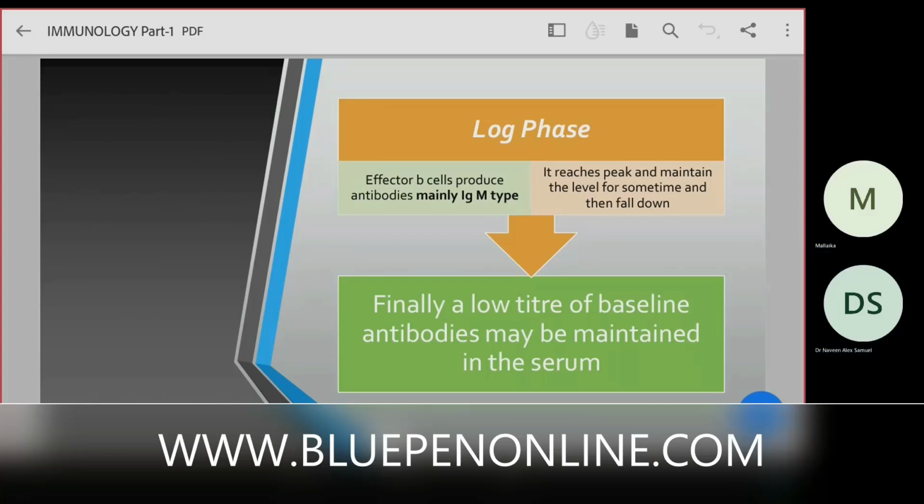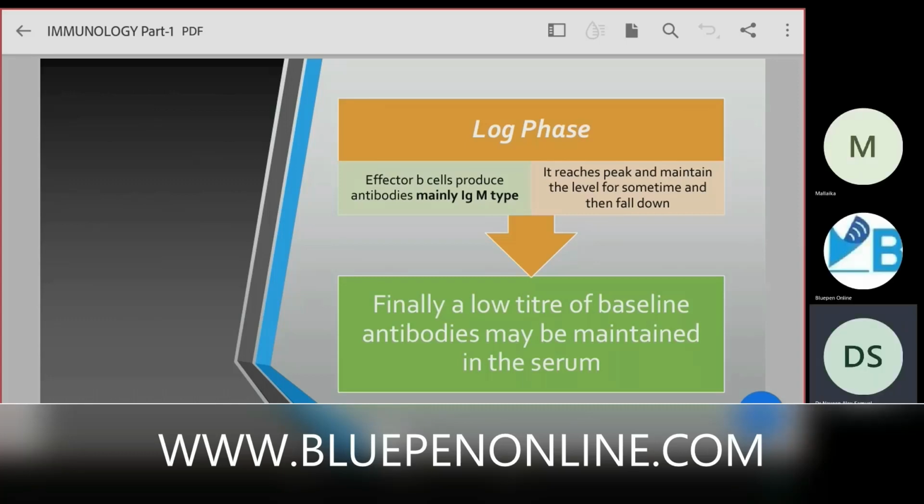So the IgM, the immunoglobulins or the antibodies, reach a peak and maintain the level for some time. That is why it's called the exponential phase and log phase, and then it will fall down. I'll tell you why it falls down. Finally, a low titer of baseline antibodies may be maintained in the serum. So first there will be the lag phase, then the exponential and log phase. Then there will be a fall in the number of antibodies. Why is there a fall in antibodies? Because these antibodies will form an antigen antibody complex.